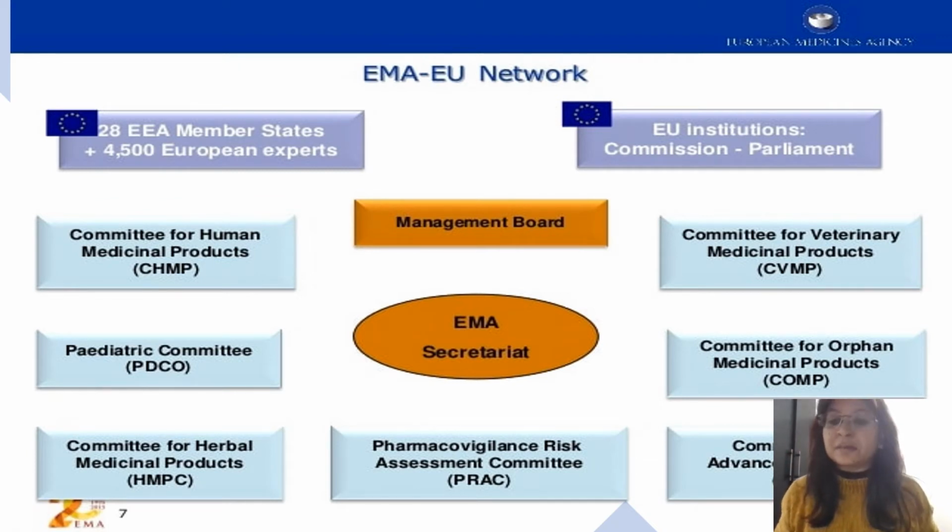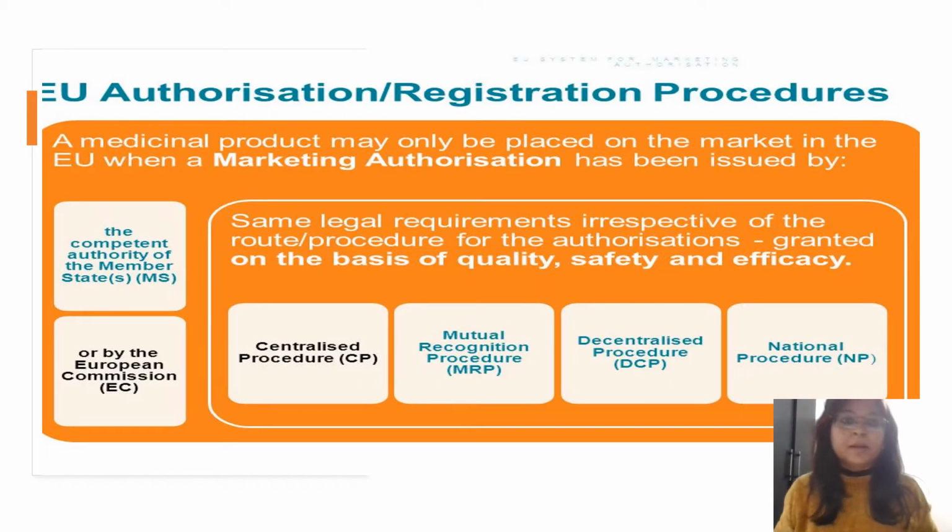Committee for Advanced Therapeutics. So my dear students, there are 4 ways by which you can get approval in the European Union. The first is the centralized procedure, then mutual recognition procedure, decentralized procedure, and national procedures. We are going to discuss them in detail one by one. So these are the 4 ways by which a pharmaceutical company can get authorization from the European Union.